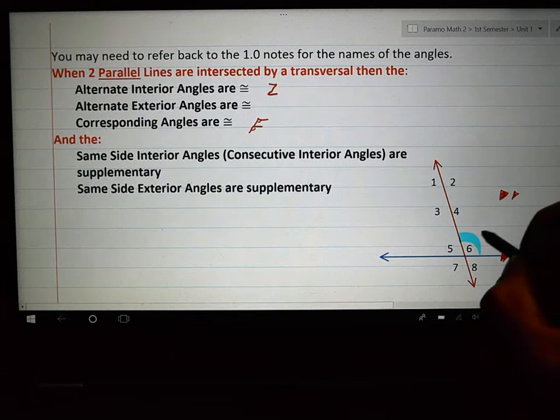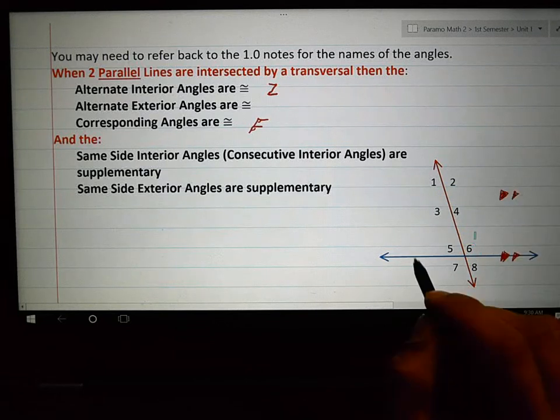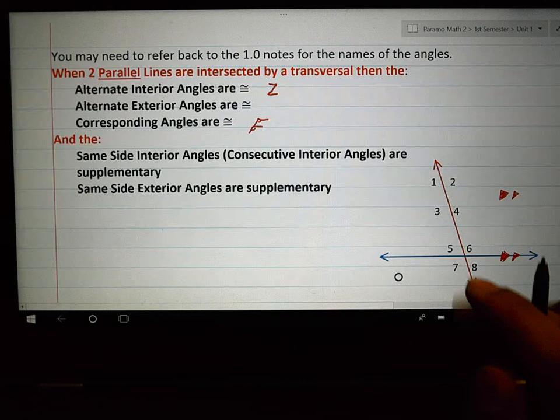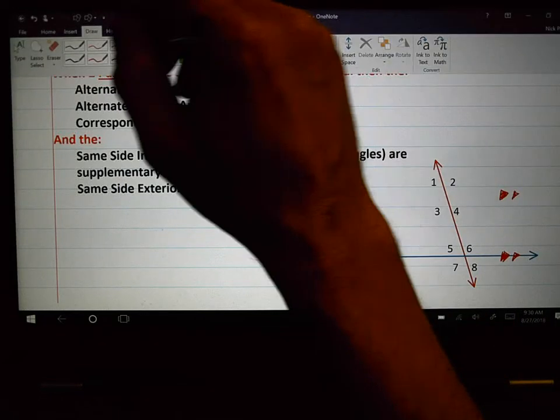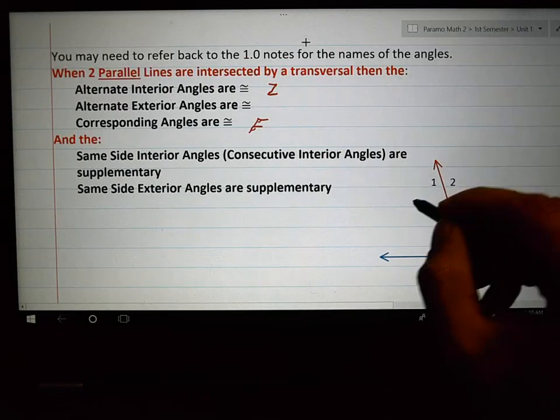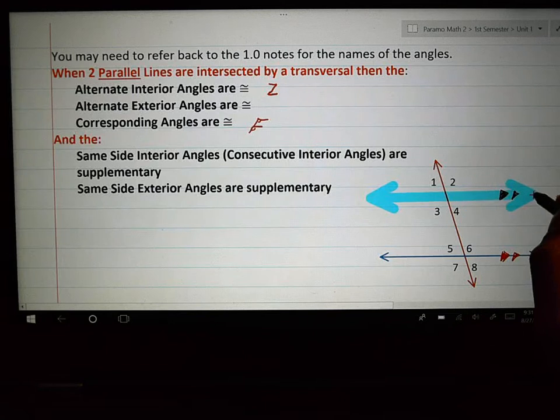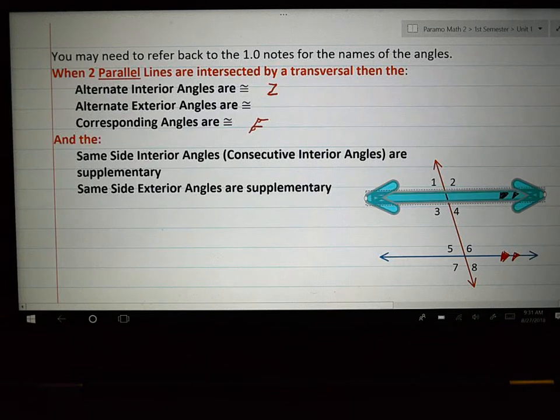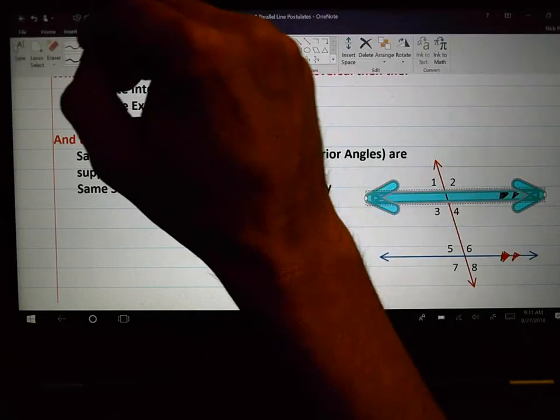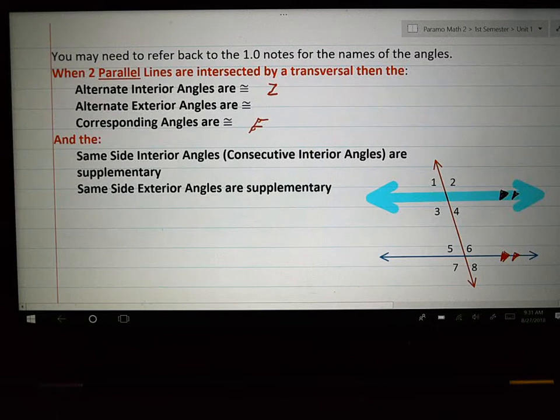And that is erasing this whole blue line. Let me see if I can't bring that line back. Oh, that's not really what I wanted, but there you go. The only other thing that helps me is this.